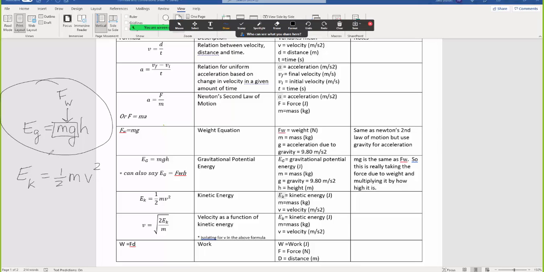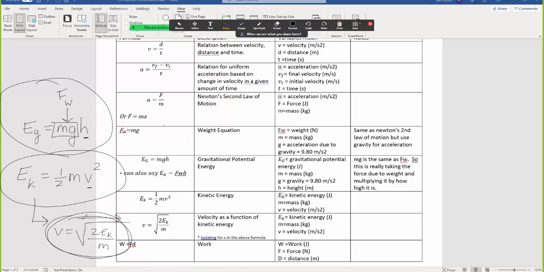So these are the two formulas you really need to be using a lot when you're working through these problems. Sometimes we need to manipulate them. If we were trying to solve for height, we'd have to isolate h. If we're trying to solve for velocity, we'd have to isolate v for velocity. Because this is a square, this is a little bit trickier than some of the other ones, and you can actually just look up the formula if it's hard for you to get v by itself. Velocity is going to be equal to the square root of 2 times the kinetic energy divided by the mass.